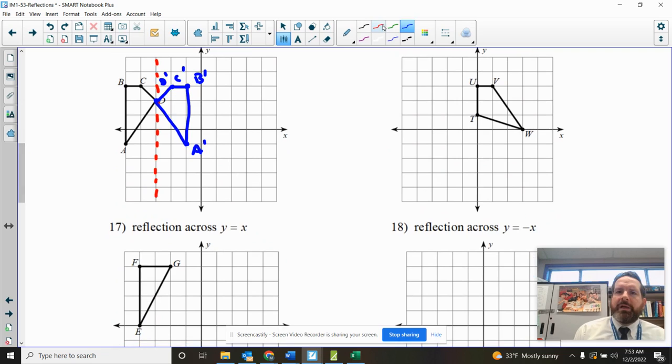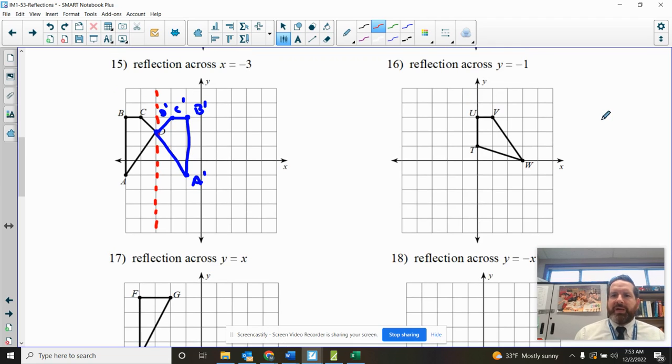Okay, next up, y equals 1. Actually, it was a -1. So y equals -1 is a horizontal line with a height of -1 because y gives the height.